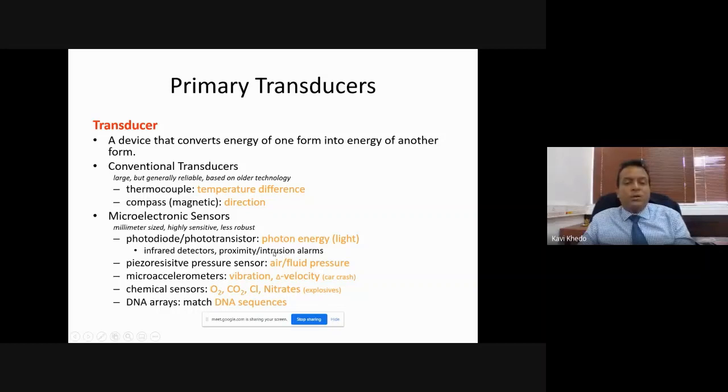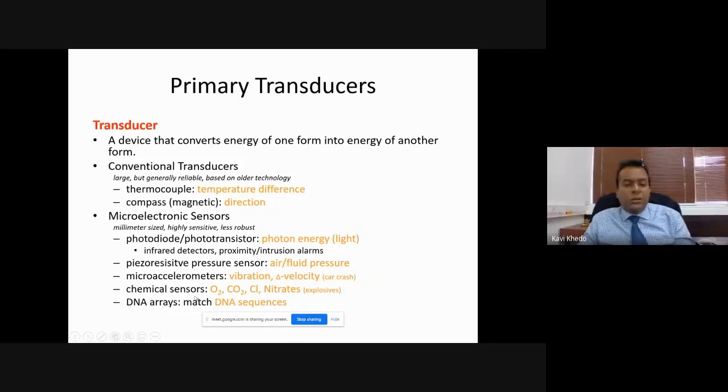Those are sensors that detect if there is some movement or whatever. Very often those sensors are called phototransistors or photodiodes. Then you have piezo-resistive pressure sensors. Depending on some pressure being applied by air or a particular fluid, it will give you some reading. Micro-accelerometers are for vibration. When something is vibrating or moving in a particular direction, you get some reading.